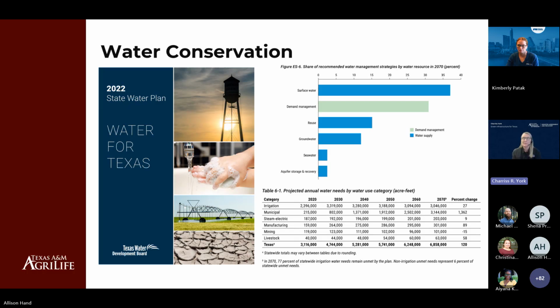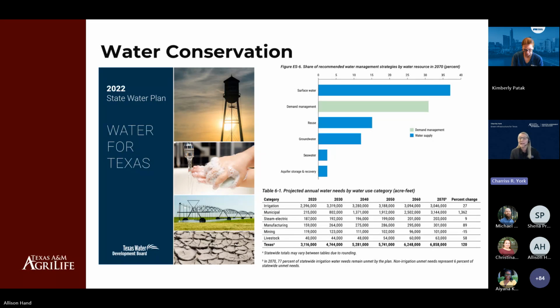We tend to think about water in different categories: stormwater, drinking water, flood water, but really they are all connected. So if you look at table 6.1 at the bottom of this slide, it is the projected annual water needs for the state of Texas over the next 50 years, and it's broken down into category. So I want to draw your attention especially to the last column where we're looking at the percent change.